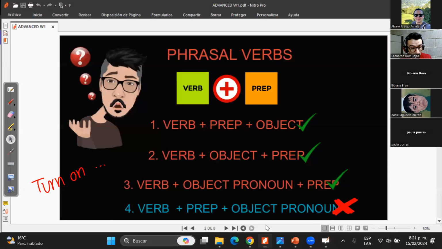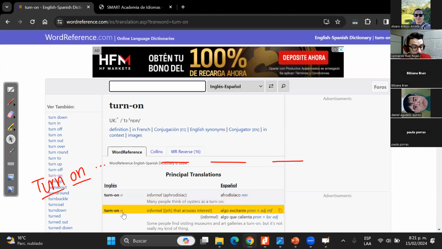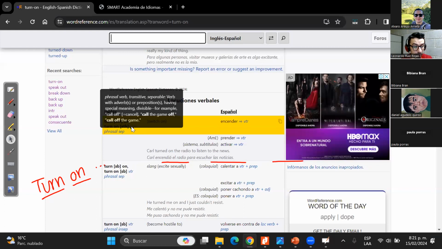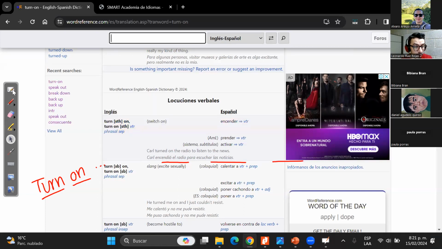Entonces, talking about this order, we would say that if we can do that, verb, object, and preposition, únicamente si es un verbo separable. Por ejemplo, turn on. Y el diccionario me lo mostró, ¿cierto? Me decía, hey, veas, ese verbo es transitivo y aparte es separable, ¿cierto? Dice phrasal verb, separable. It's a verb that it's divisible, y te muestro un ejemplo. Puede ser call off the game o call the game off. Entonces, igual con turn on.